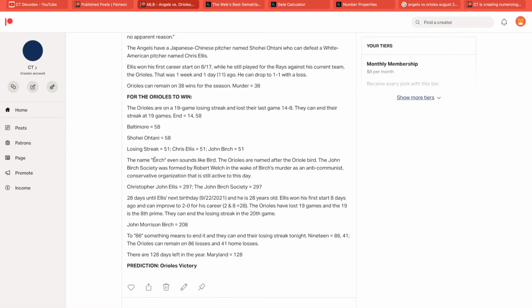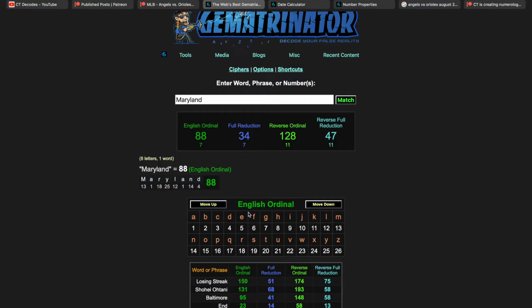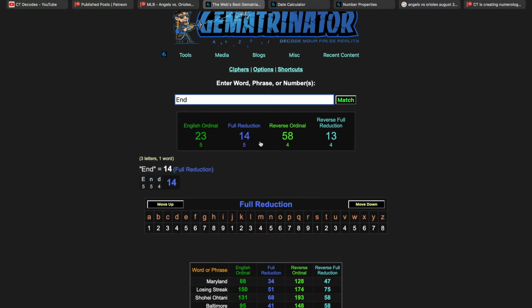So at the time, the Orioles were on a 19-game losing streak and lost their last game 14-8, and they could end their streak at 19. So the word 19, the word end, as you can see, is 23, 14, 58, 13.